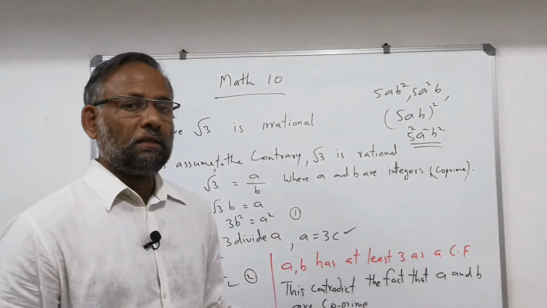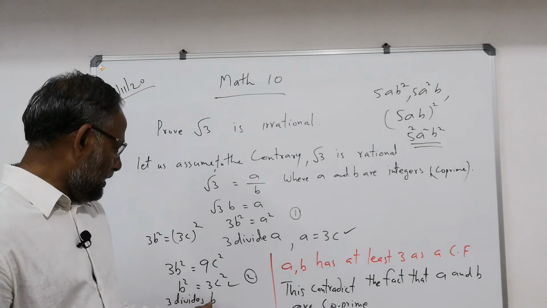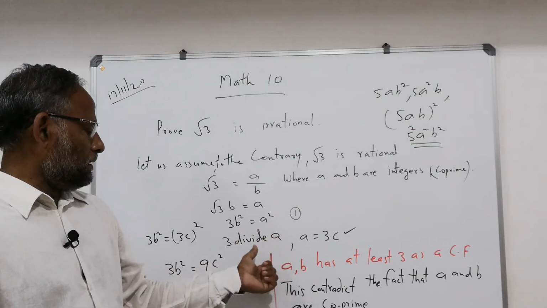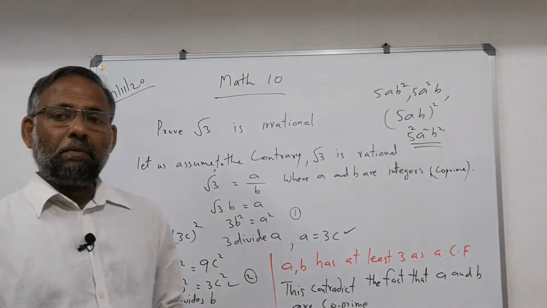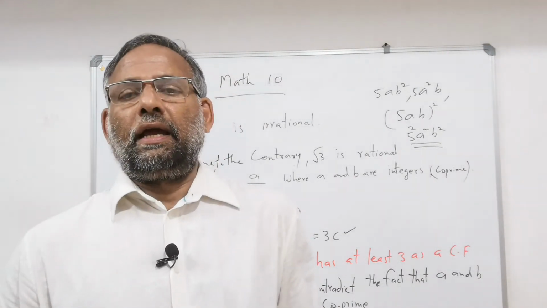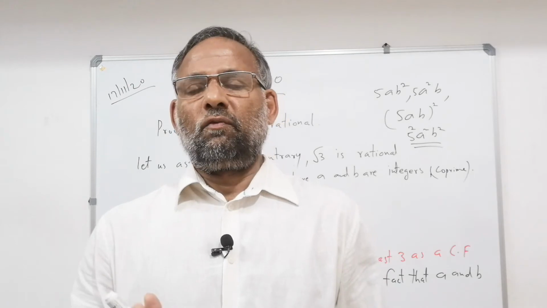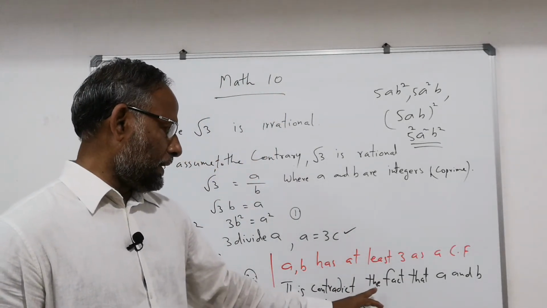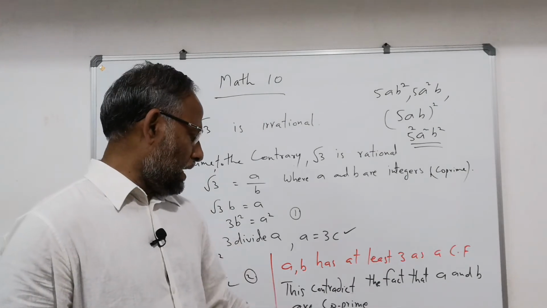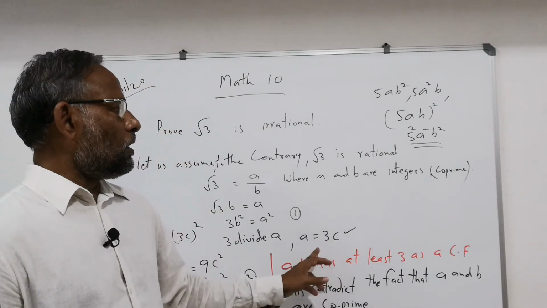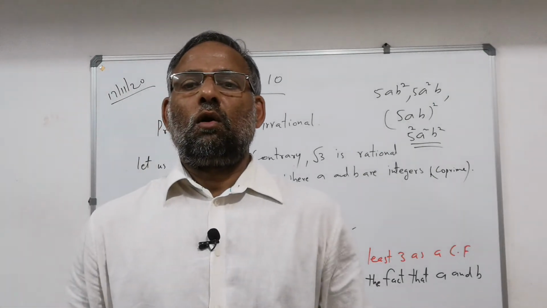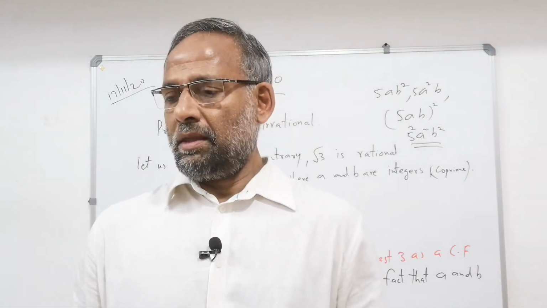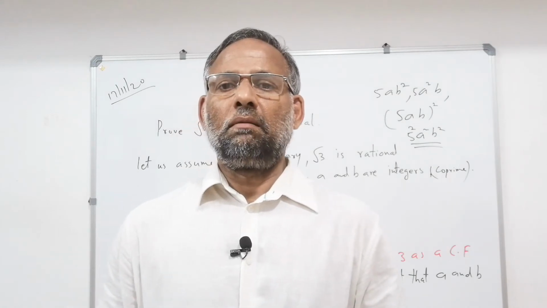In A by B, we can see 3 is a factor: here 3 divides B, and here 3 divides A. In A by B, at least we can divide by 3. One factor we can see. So this contradicts the fact that A and B are co-prime. So our assumption is wrong. What is our assumption? That root 3 is a rational number.